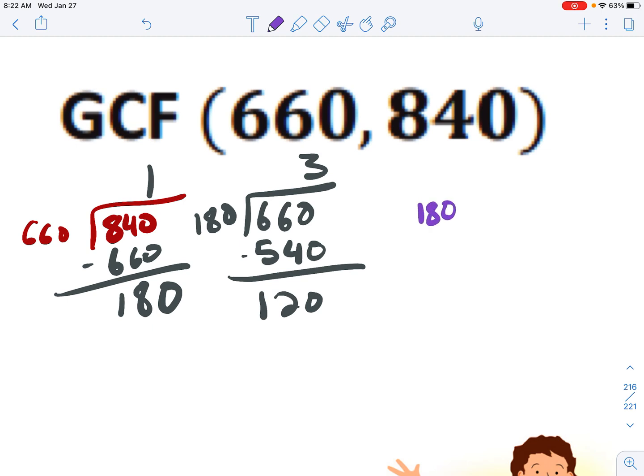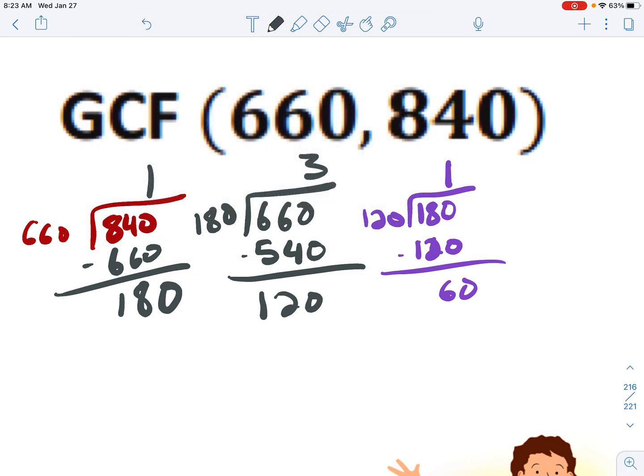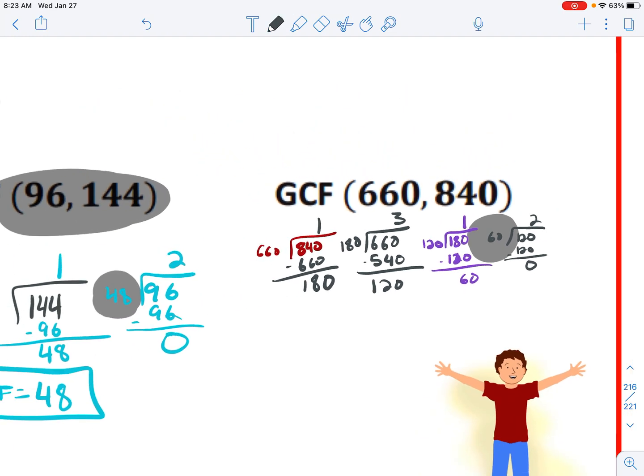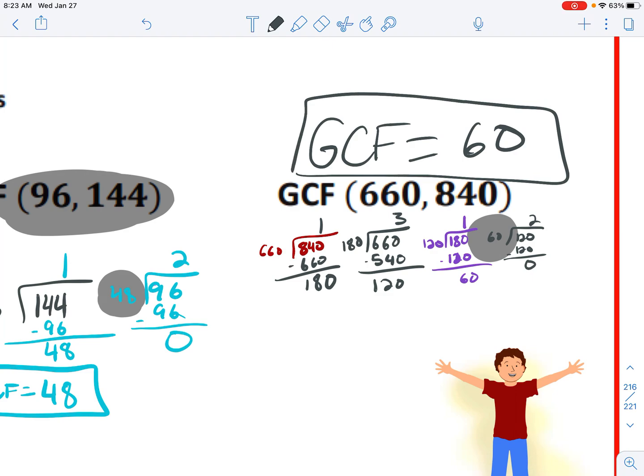Now I have 180 divided by 120. This is once, and we subtract this and we get 60. And the last time we need to divide is 120 divided by 60. This is twice with no remainder. So 60 ends up our greatest common factor. So the greatest common factor of 660 and 840 equals 60.